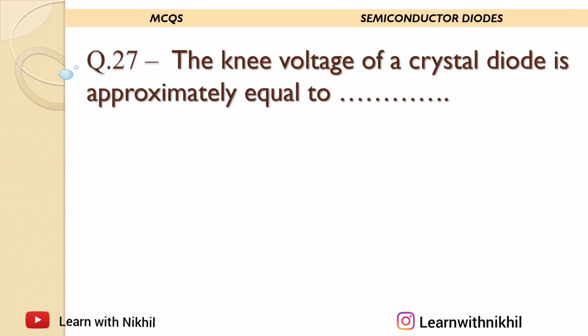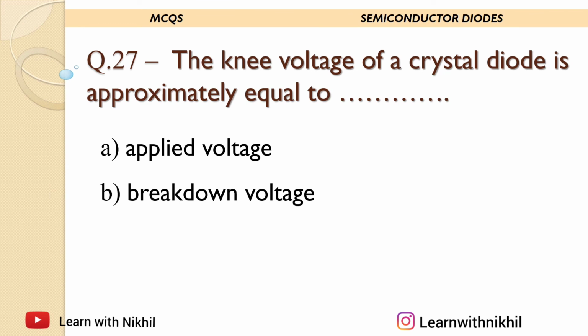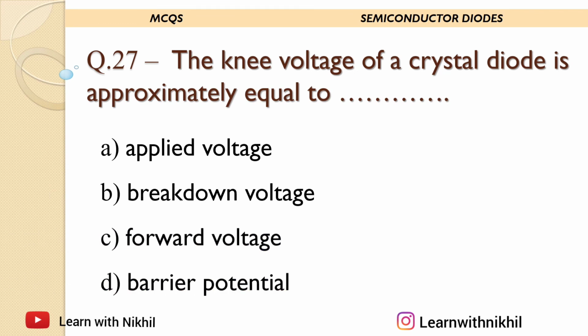Next, the knee voltage of a crystal diode is approximately equal to A, applied voltage, B, breakdown voltage, C, forward voltage or D, potential barrier or barrier potential. And the answer is barrier potential, which is 0.7 volts.